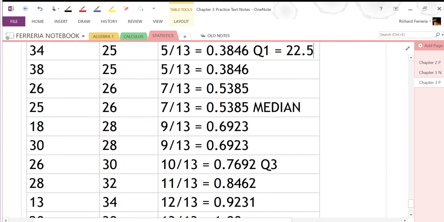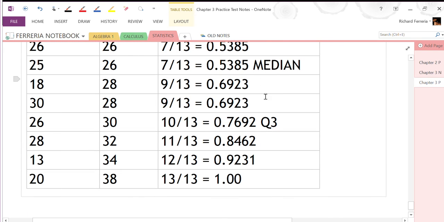And down over here for Q3, you're going to do the same thing. You're going to take the middle, the two that happen to be in the middle, and average them. So what's the average of 32? It's 31. That would be my Q3 score. We're going to get much more detailed with Q3 scores next chapter. Okay.